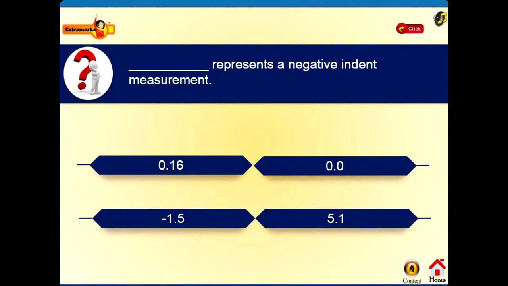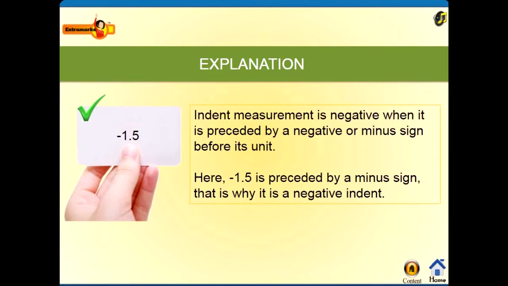Now a question. Dash represents a negative indent measurement. Yes, the answer is 1.5. Let's see the explanation. Indent measurement is negative when it is preceded by a negative or minus sign before its unit. Here, minus 1.5 is preceded by a minus sign. That is why it is a negative indent.